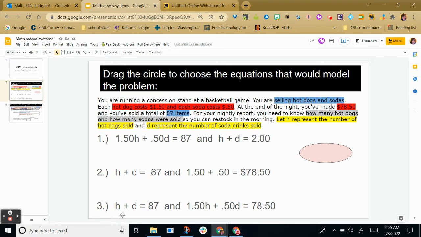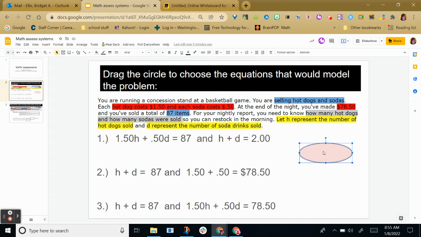Let's kind of just check and make sure. The number of hot dogs plus the number of drinks is 87. Yes, hot dogs and sodas equals 87. Good. And $1.50 times the number of hot dogs, yeah, plus 50 cents times the number of drinks, yeah, equals 78.50. Yep, those are all my red figures, right? Those are all going to go in the same equation. So this describes how many, and this describes how much.